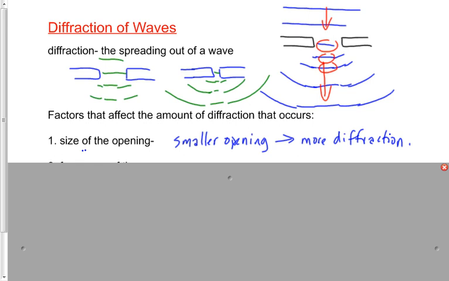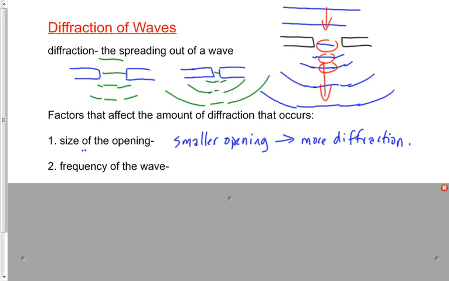What's the other factor that affects diffraction? Well, it's the frequency of the wave. And frequency of the wave is, of course, related to the wavelength. So we could talk about the second factor as being wavelength just as easily as frequency. They have the opposite effect. If frequency does one thing to the amount of diffraction, then wavelength does the opposite, because, as we know, frequency and wavelength are inversely proportional to each other.